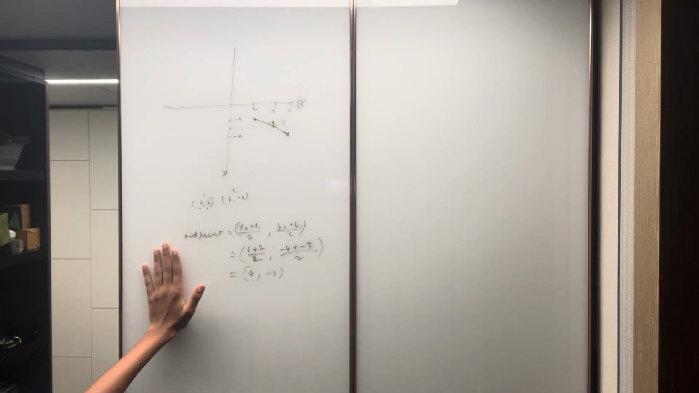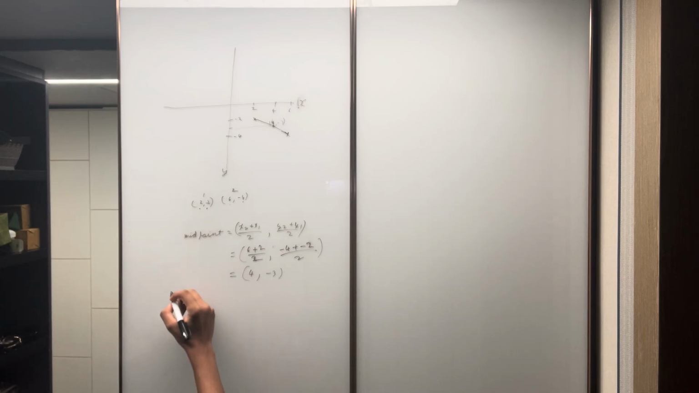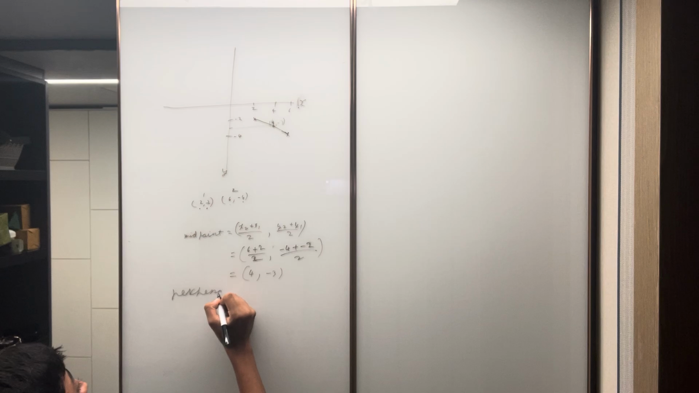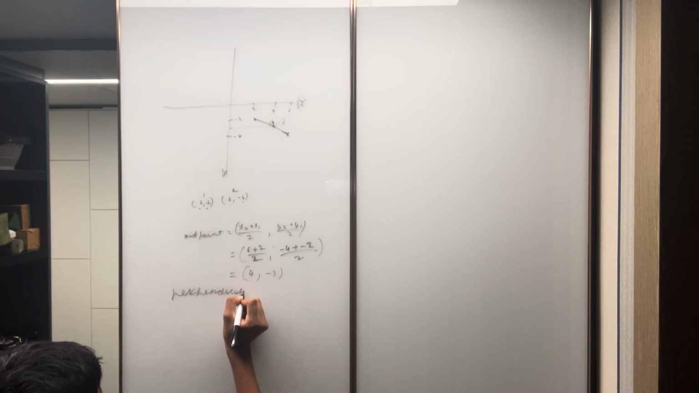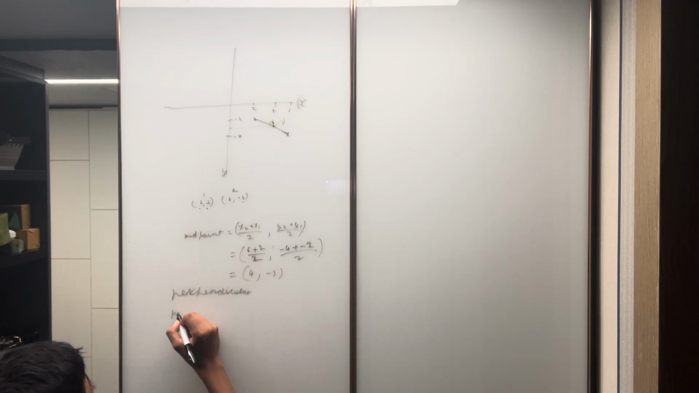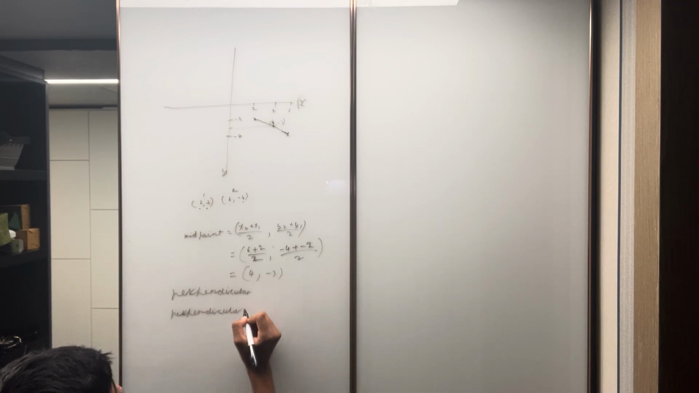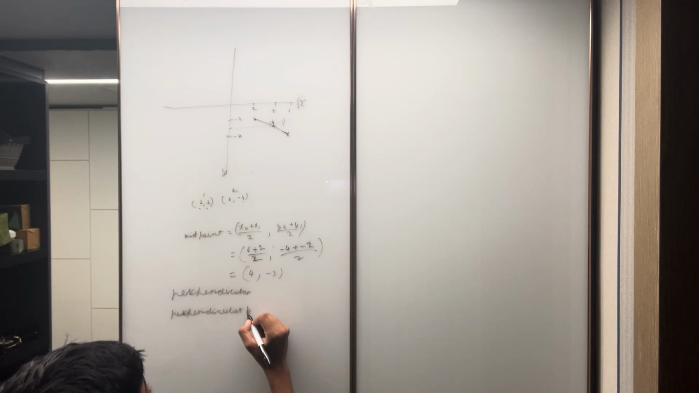So now there can be these two terms: perpendicular and perpendicular bisector.